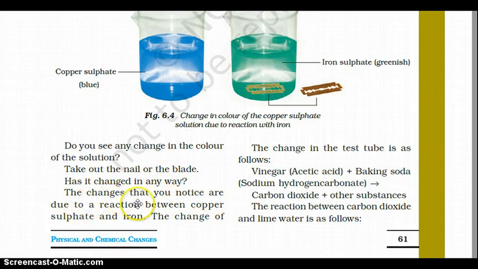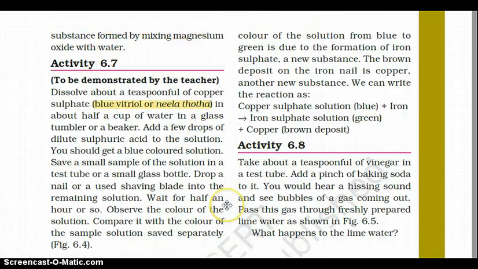The change that you notice are due to a reaction between copper sulfate and iron. The change of color of solution from blue to green is due to the formation of iron sulfate, a new substance. The brown deposit on iron nail is copper, another new substance.